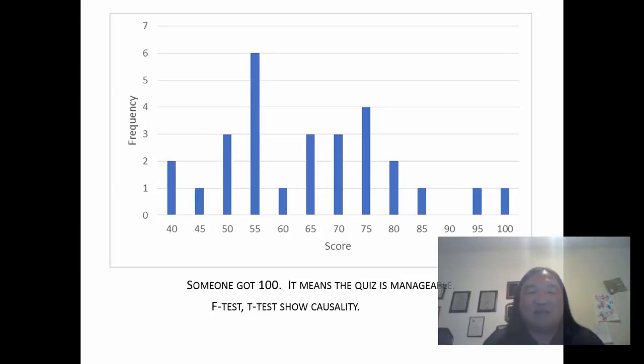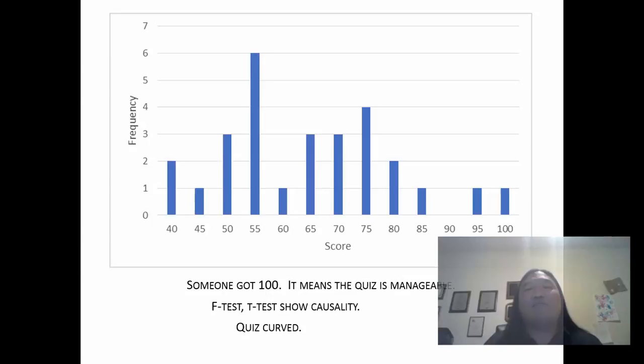In a t-test, is there a relationship? And the fact that there is a relationship between the questions you pick and what the correct answer is. And so there is a causality to the exam.